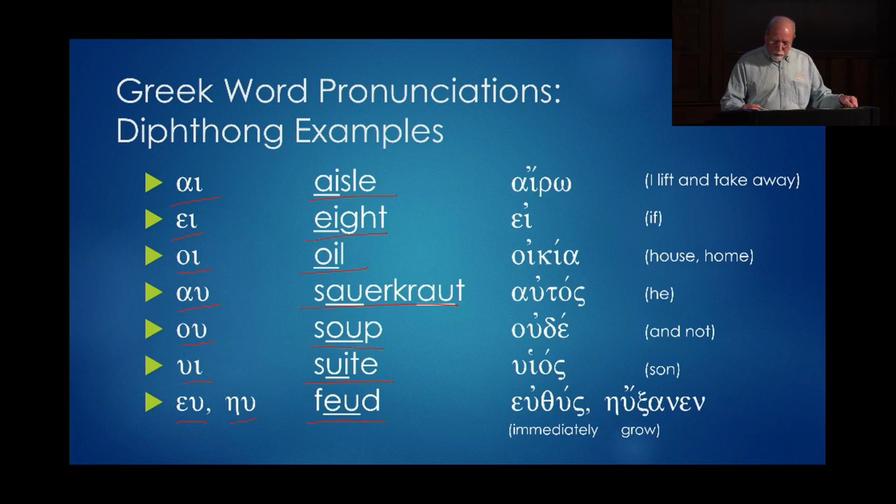And here's some example words. Iro. Iro means I take away, or I pick up and take away, or something like that. We got the alpha iota together, I, rho. And actually, a, all by itself, is a word all by itself. It means if. A. And we have oikia, oikia, home or house.